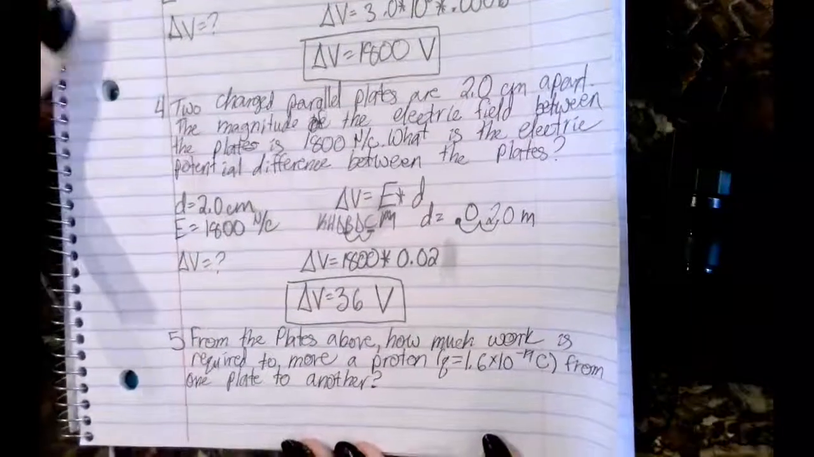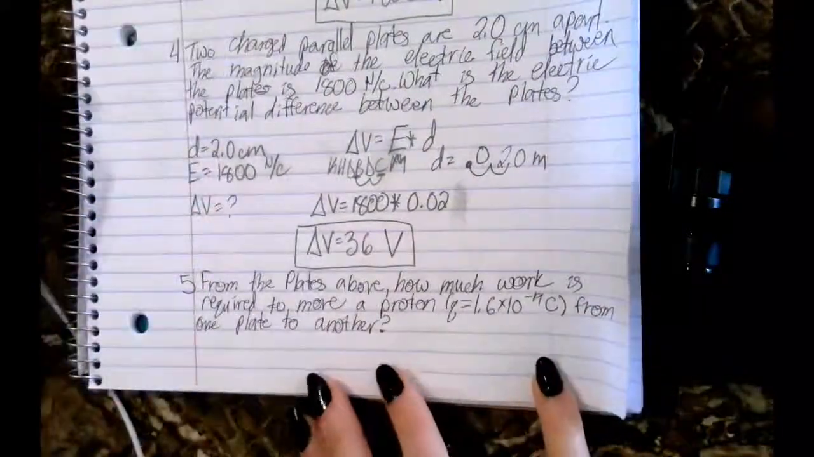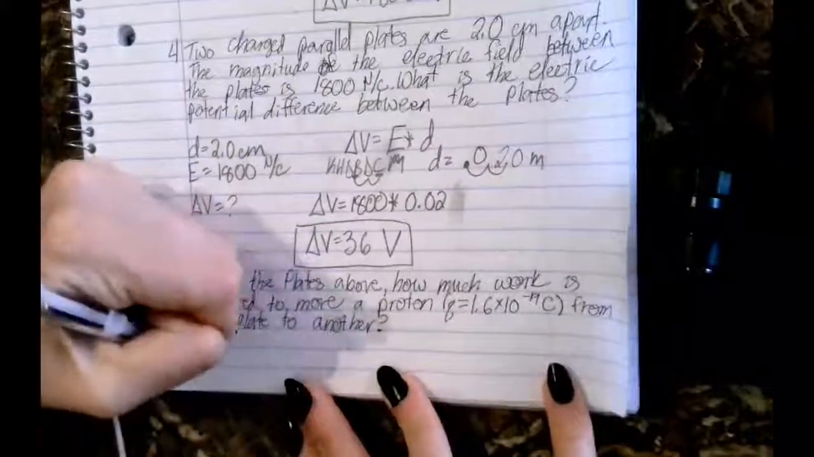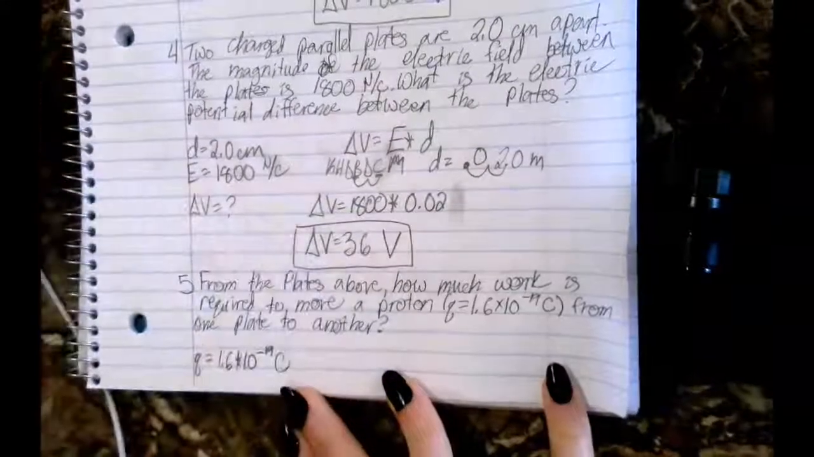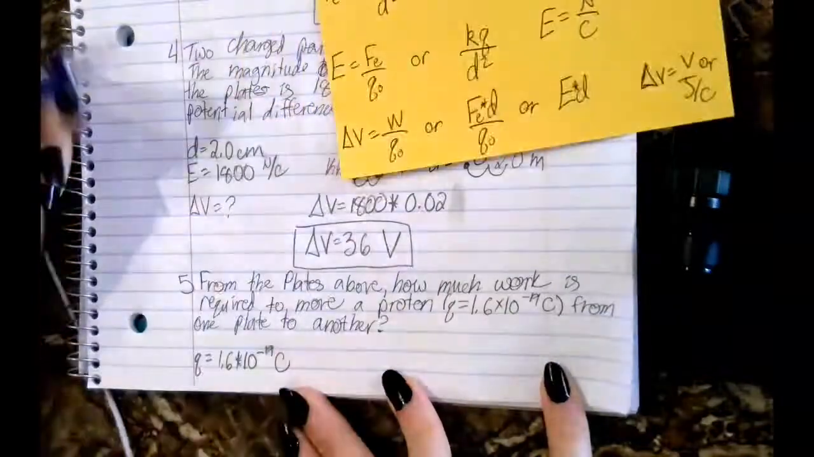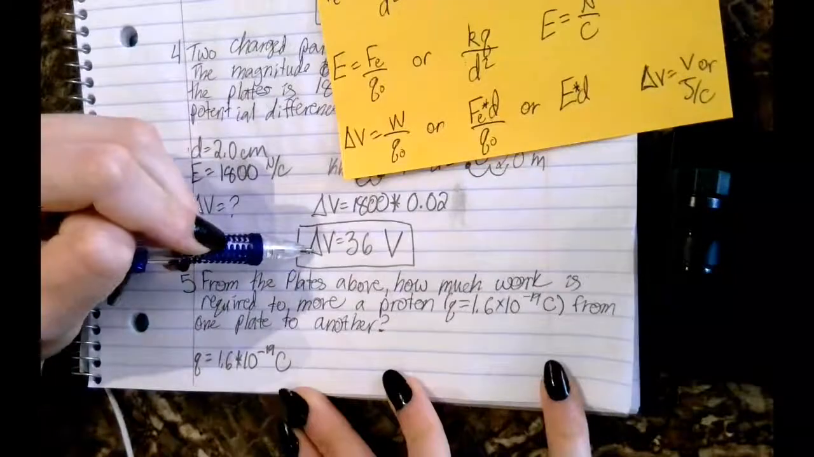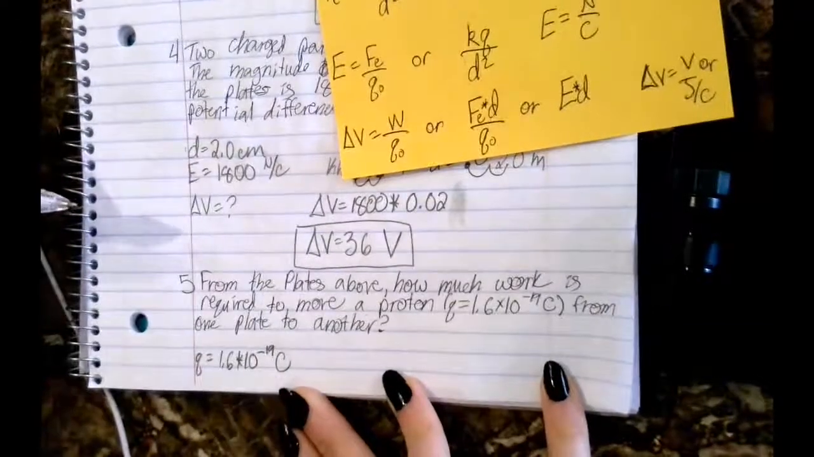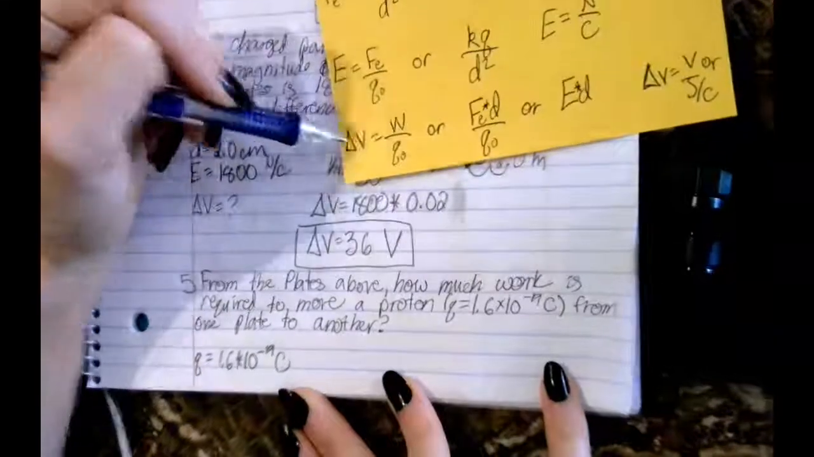All right, so from the plates above, so we're still using all of this information, how much work is required to move a proton charge of 1.6 times 10 to the negative 19 coulombs from one plate to another? Well, let's see. Looking at my formula sheet, I know distance, I know the electric field, I now know the electric potential difference, and I know the charge. I want work. Let's use this formula right here. It's got work, it's got charge, it's got electric potential difference.